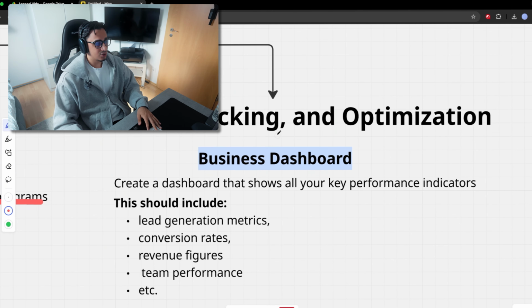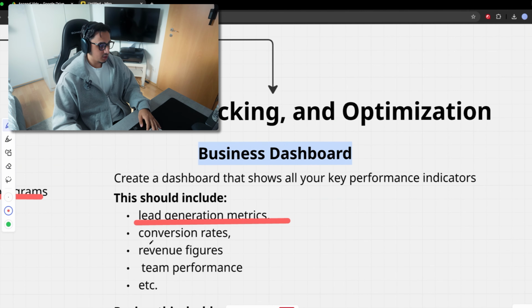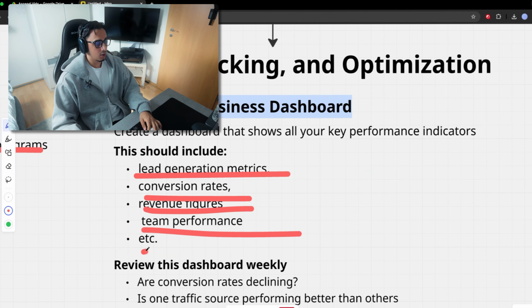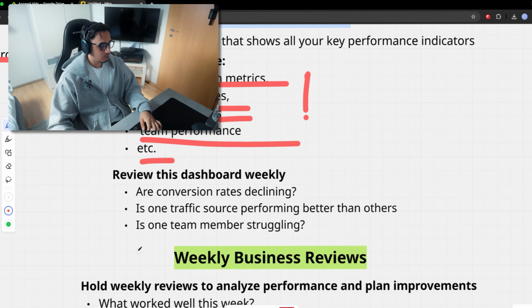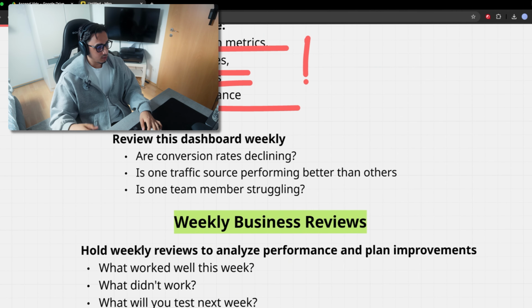Next is metrics, tracking and optimization. You need to create a dashboard that shows all your key performance indicators. This includes lead generation metrics, conversion rates, revenue figures, team performance, etc. And then you need to review this dashboard weekly. Are conversion rates declining? Is one traffic source performing better than others? Or is one team member struggling, for example? And then you can make weekly business reviews.